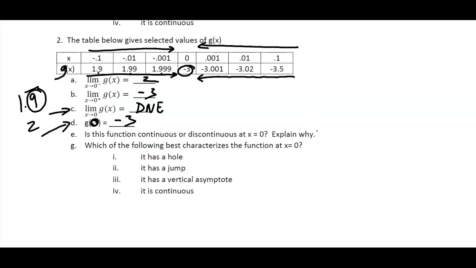Is this function continuous or discontinuous at 0? And the answer is it is discontinuous. Now, this time it's not discontinuous because the function doesn't exist, because it does. It's discontinuous because the limit does not exist.